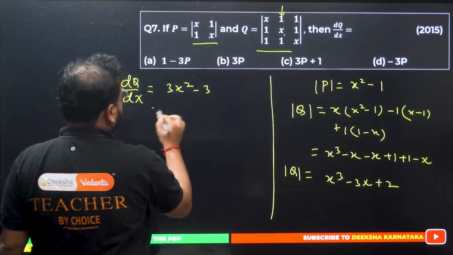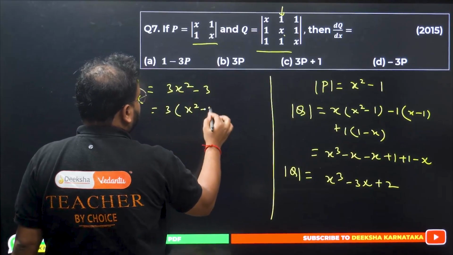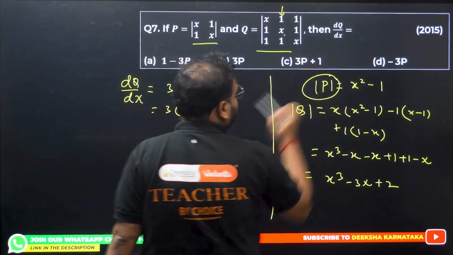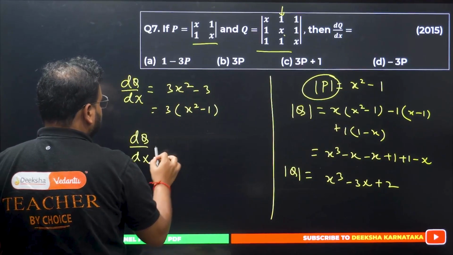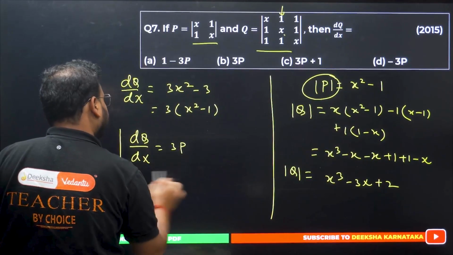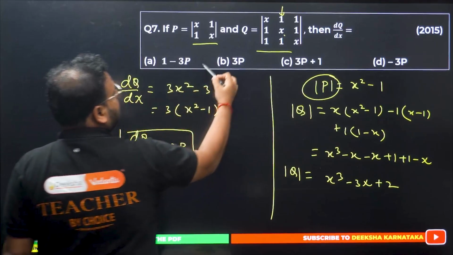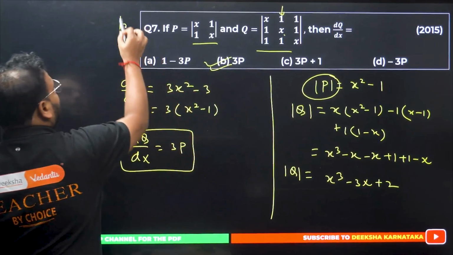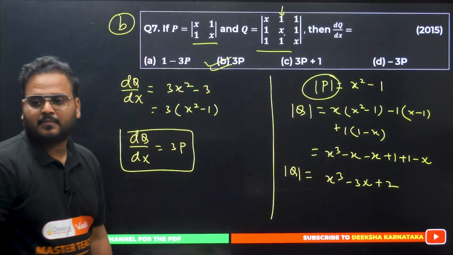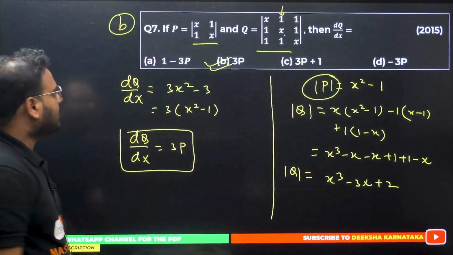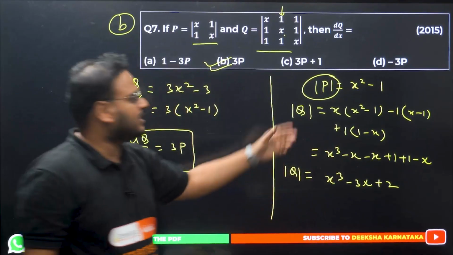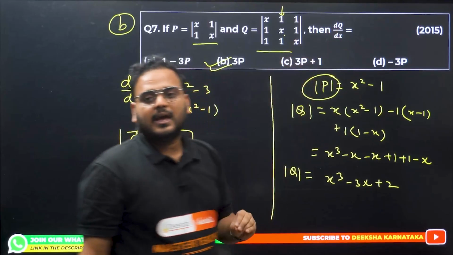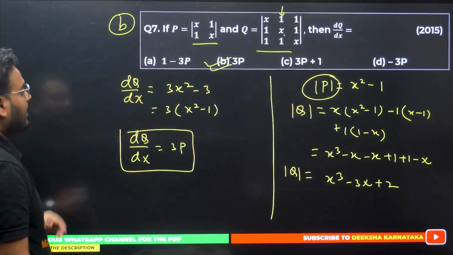Take 3 common. I get x square minus 1, which is nothing but the p value. So right here, dq by dx is coming as 3p. Option is B. Simple, very simple. You just have to find the determinant and differentiate that, because they're asking you the derivative of q with respect to x, and then move on to question number 8.